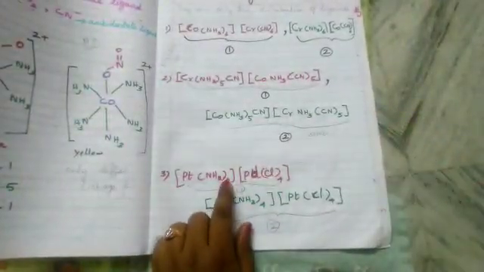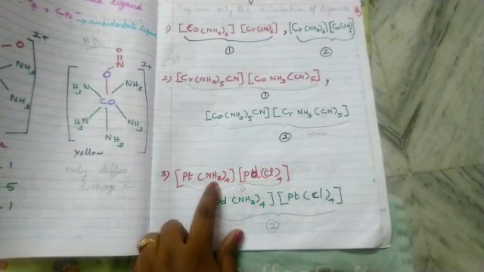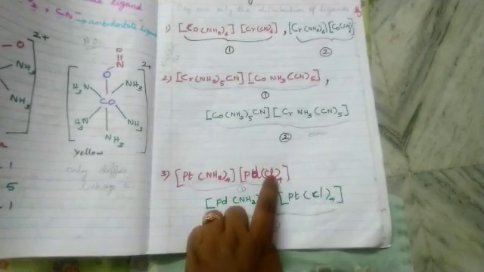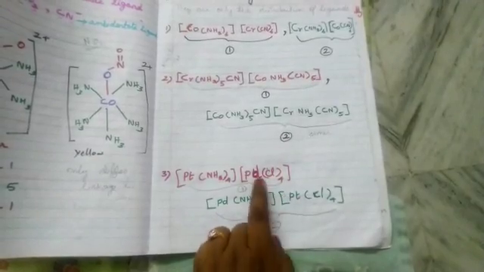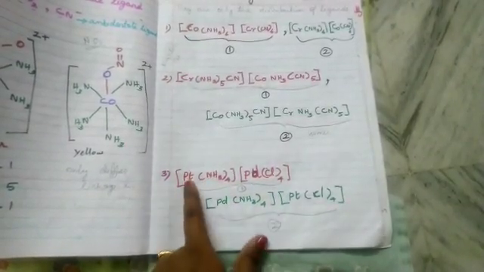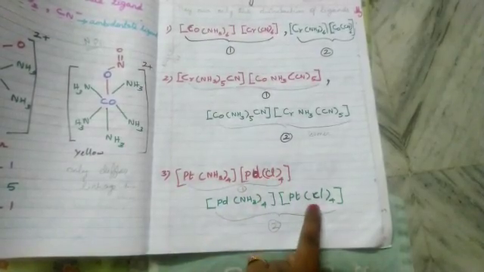Here, in that tetrahedral complex, the platinum is coordinated to the 4 ammonia, and here the palladium is connected to the chlorine atom. So this palladium is going to connect to the ammonia, and this platinum is connected to the chloride atom. You get it. Okay.